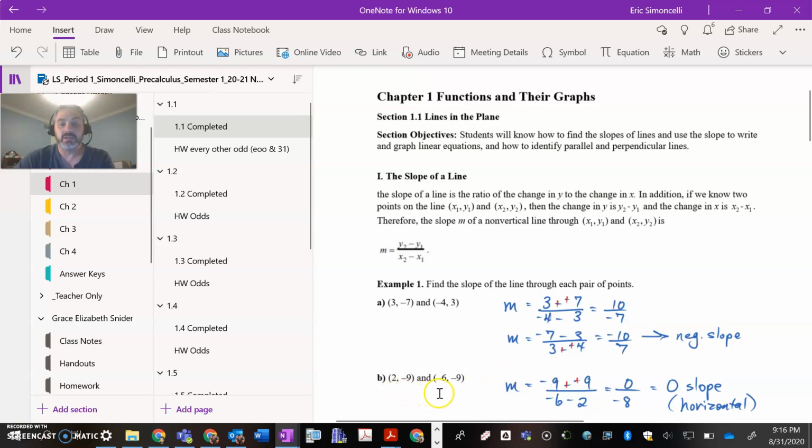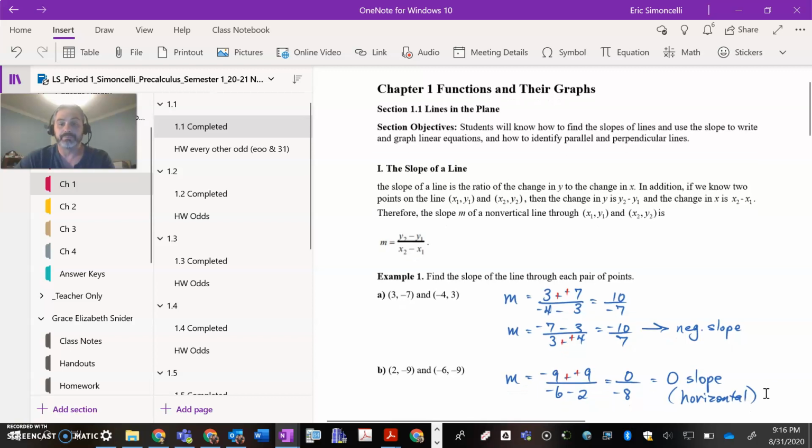2, -9, and -6, -9. So y2 minus y1, -9 minus -9, divided by -6 minus 2. In the numerator, -9 plus 9, so 0. And in the denominator, -6 minus 2, so -8. That, of course, is just 0. And if you recall, zero slope implies that you have a line that has zero slope, or a horizontal line by nature.